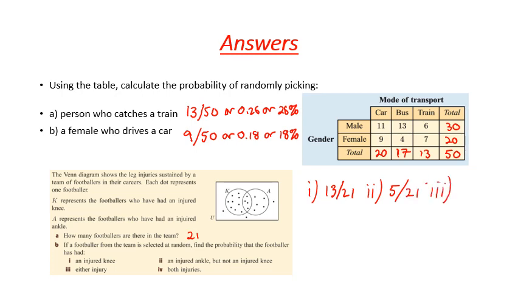Either injury, so they've had either a knee or an ankle, but not both. So that would be everyone inside the K and the A, but not in the overlap. So that's 5, 7, 8, 9, 10, 11, 12, 13, 14. So that's 14 out of 21, and we can cancel that down to 2/3. And the last one, both injuries. So that's all the people on the inside of the overlap, which is 4 out of 21.